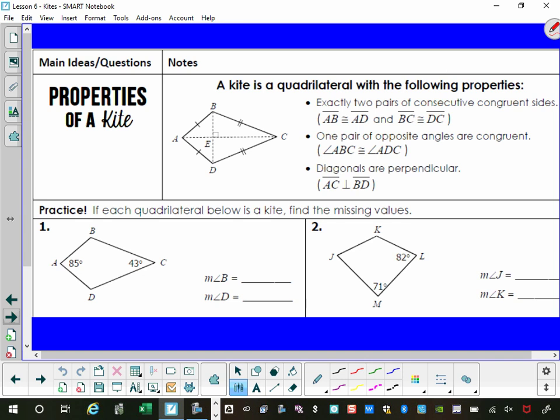In properties of a kite, we have exactly two pairs of congruent sides. Those two sides are congruent. In the middle, I have a right angle, which tells me that those two diagonals are perpendicular.